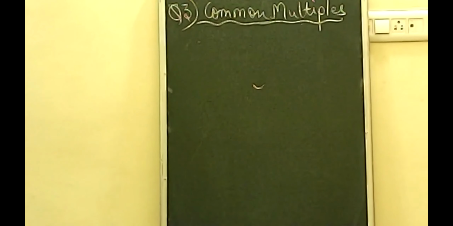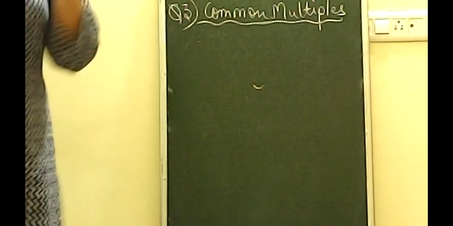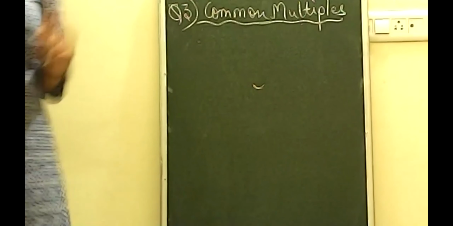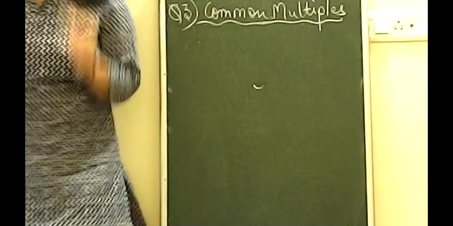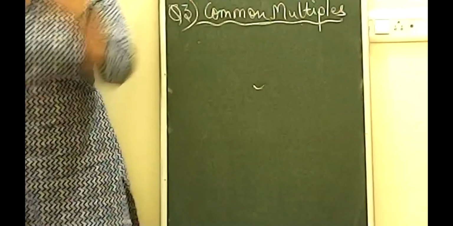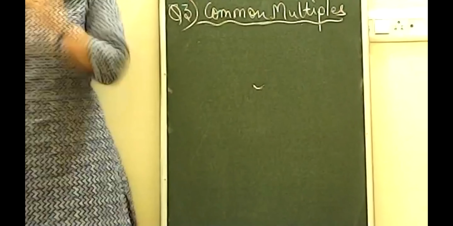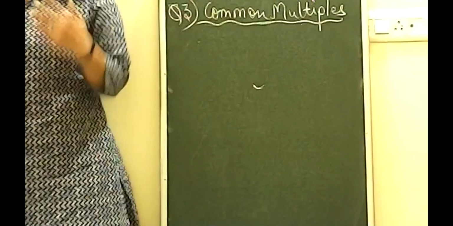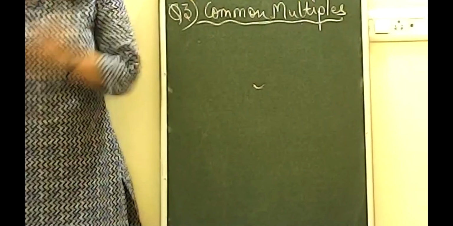Okay. So students, now we are on question number 3 of this exercise. Question number 3 of this exercise says that you have to find common multiples. And we will take this question one step further. We only have to do common multiples, but we will also do the least common multiple, meaning we will do LCM also. So we are going to try one more step ahead.